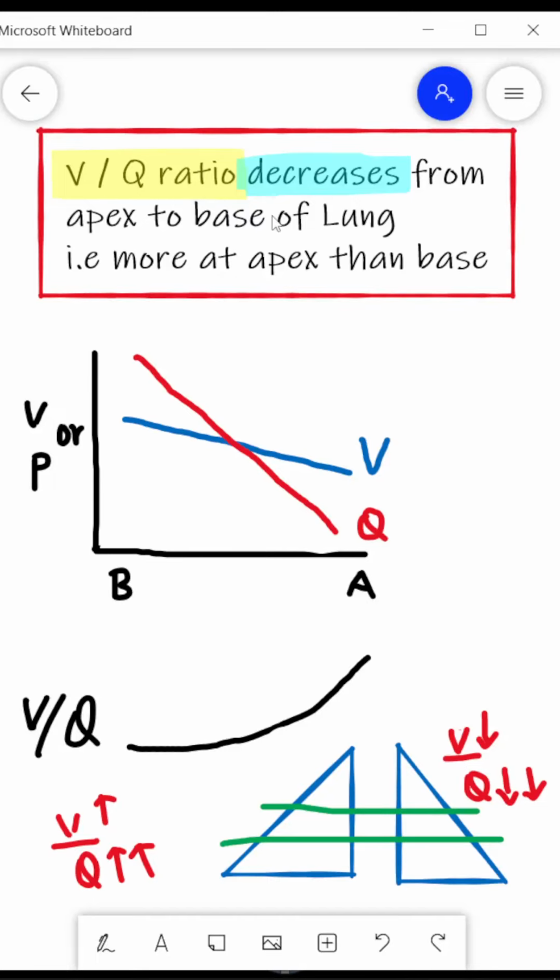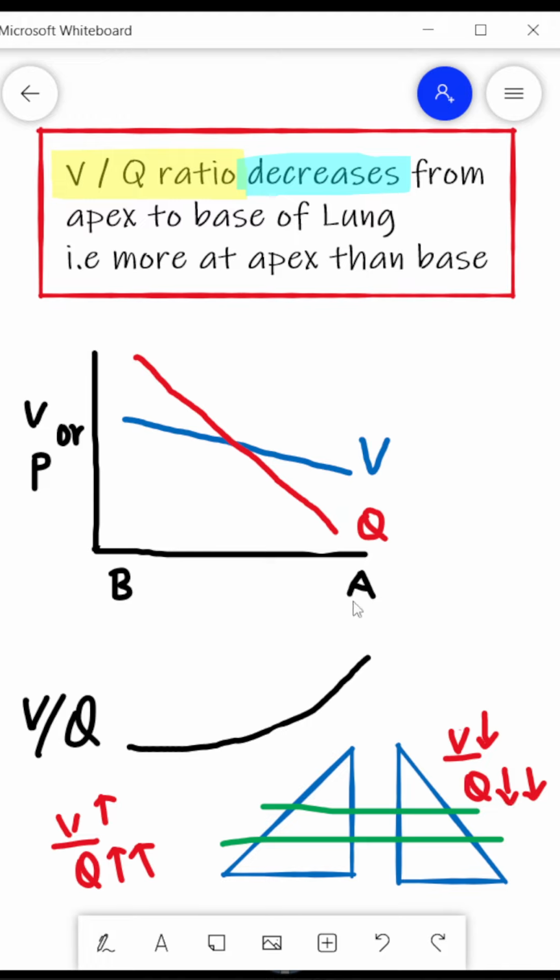VQ ratio decreases from the apex to the base of a lung, that is, it is more at the apex than the base. So if you see this lung and the patient is in a standing position, due to gravity, perfusion is more at the base, as well as the ventilation. But when you compare both, the perfusion is a lot higher than the ventilation. At the apex of a lung, both decrease, but comparatively perfusion is more decreased.